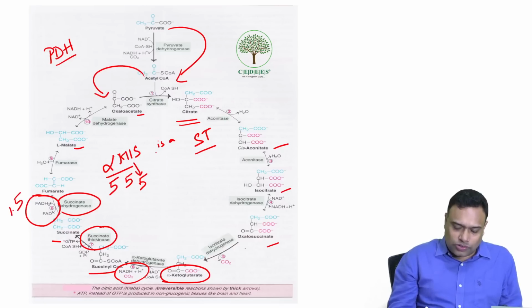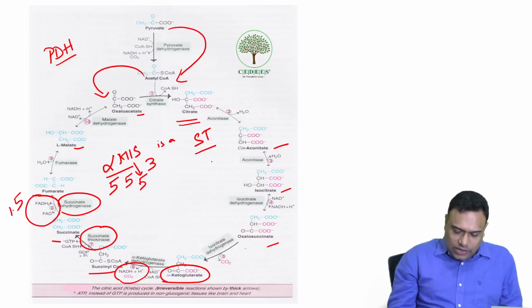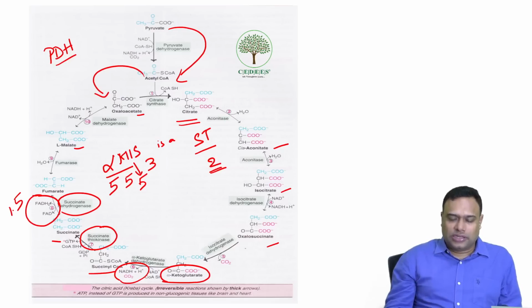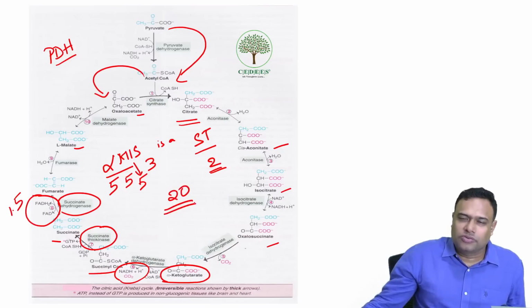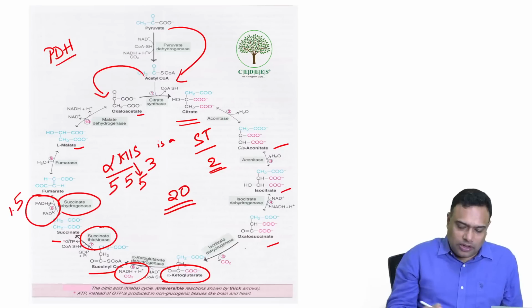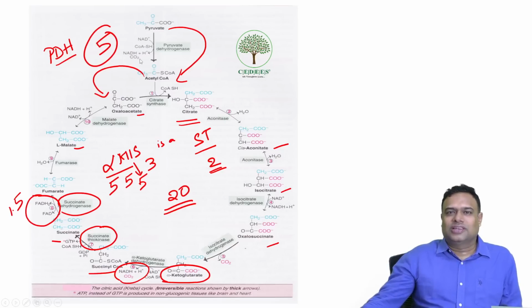So two molecules of succinate dehydrogenase produces 3 molecules of ATP. Succinate thiokinase produces 2 molecules. This is the only substrate level phosphorylation in citric acid cycle. So that makes it 15 plus 3, 18, 18 plus 2, 20. So that is the total number of ATPs produced in Krebs cycle. 5 ATPs are produced in this step between pyruvate to acetyl-CoA.